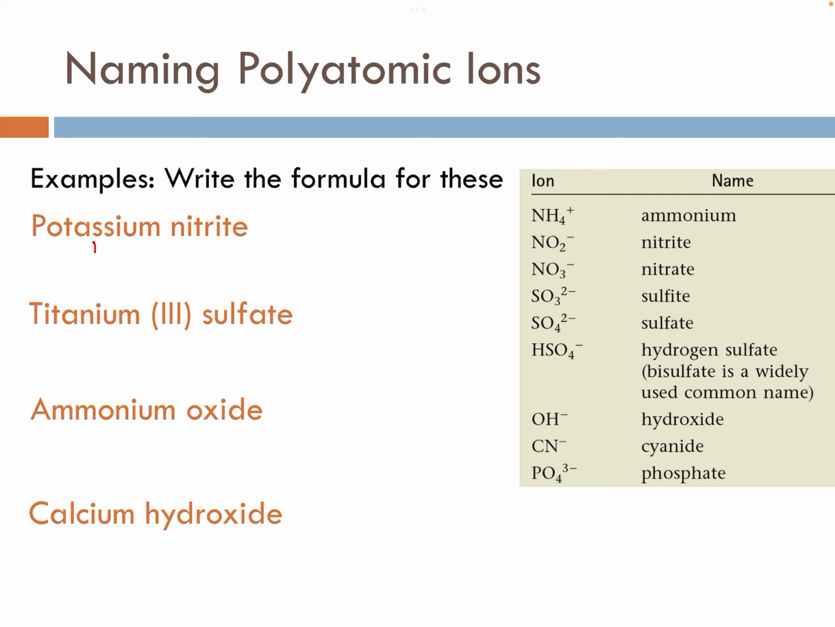So potassium is K. It's in group 1, so it has a +1 charge. Nitrite is NO2, and it has a -1 charge. So because potassium wants to give away 1 electron, and nitrite only wants 1 electron, there's just going to be a ratio of 1 to 1 here. So our formula is actually pretty straightforward. It's just going to be potassium nitrite. 1 potassium, 1 nitrite.